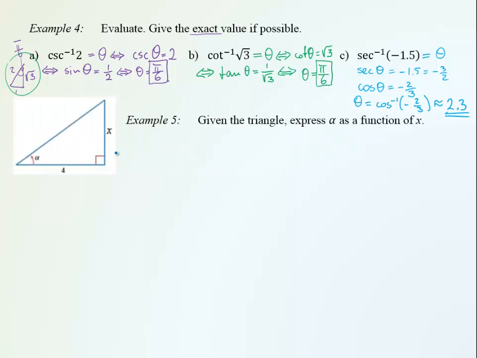In the next exercise, we have a triangle with the unknown angle alpha, one side 4, and the opposite side unknown x. Express alpha as a function of x. So we need to connect alpha with x. How can we do that? Well, the ratio of x over 4 gives us tangent of alpha. But we need to express alpha as a function of x, so we need to solve for alpha.